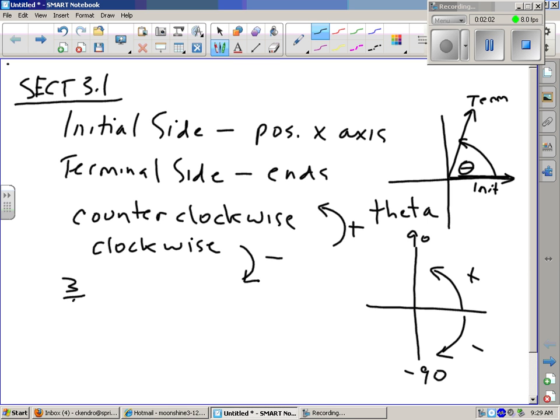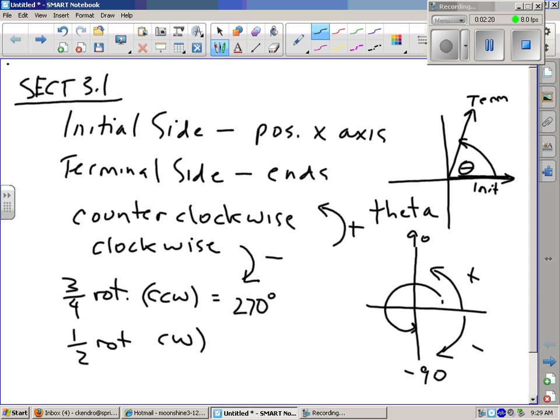So if I have 3/4 of a rotation, and we'll say counterclockwise, 3/4 of the way around would be to there, so that'd be 270 degrees. If I say half a rotation clockwise, that would be this way, and we'd say negative 180 degrees.